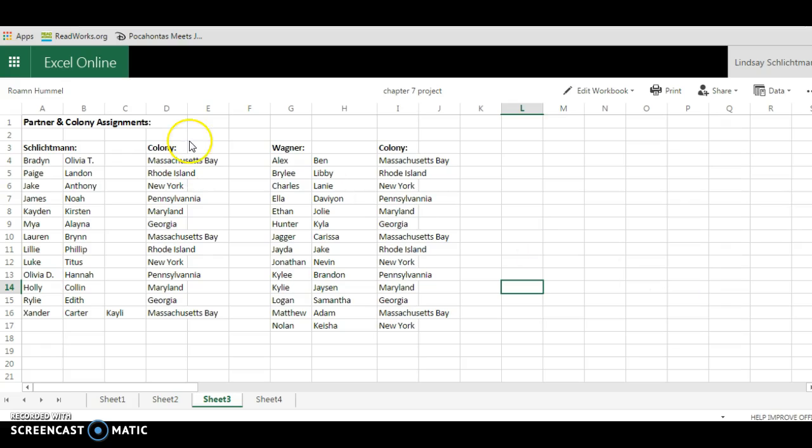You can also see the colony that you specifically will be studying. So for example, Braden and Olivia will be studying Massachusetts Bay. So as they think about their presentation and the information that they'll be collecting, that will be their focus for this project. Today, as you prepare for this big project, which will take us 3 to 4 weeks for sure, and then we'll be presenting after that, these are some things I want you to think about.